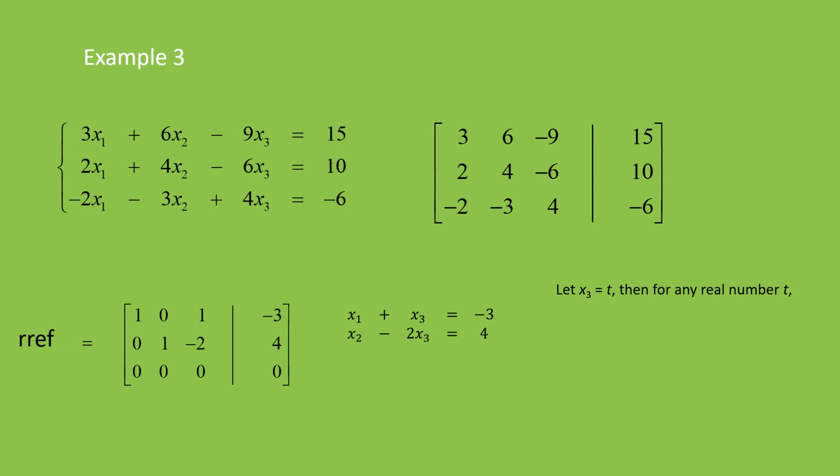By plugging in x3 equal to t, we get x1 as negative t minus 3, x2 as 2t plus 4, and x3 is t. So by changing the values of t, we get an infinite number of values. We get many solutions to this. So when the last row is 0, when there is no contradiction, when it is true, the system is dependent and it has infinitely many solutions.